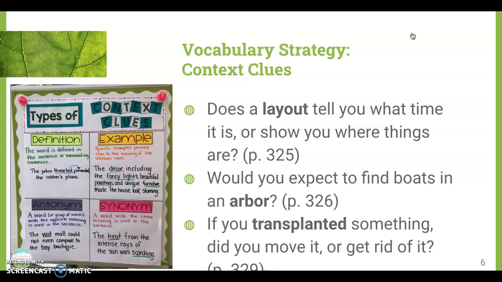Sometimes, for example, when the sentence says not or but, that lets us know that the other words being compared to the first word that you're trying to determine the meaning of are opposites, or the other word is an antonym. When it says and or as, then it's comparing two words and letting you know they mean the same thing. The heat from the intense rays of the sun was scorching. So heat and scorching are synonyms.